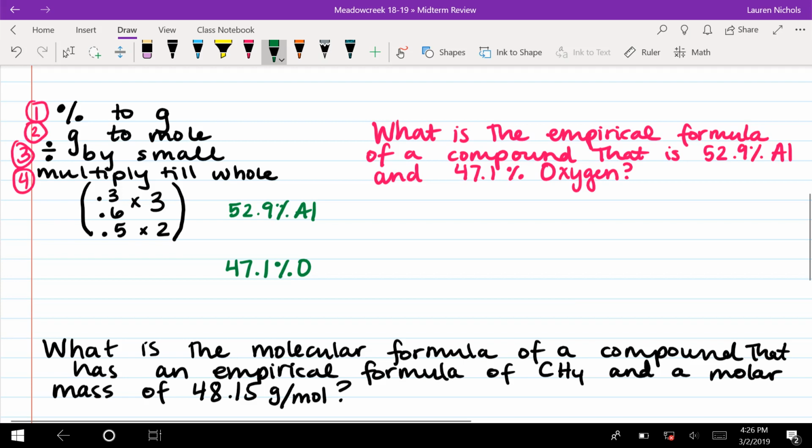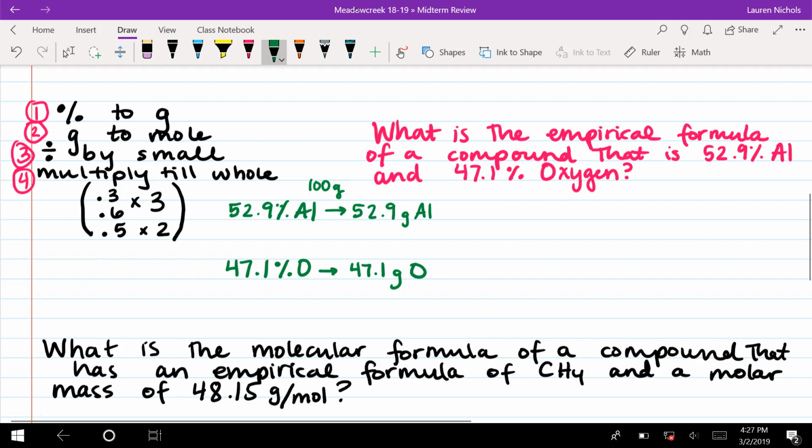So first thing is percent to grams. All you do is you change your percent sign to a G. So 52.9 grams of aluminum, and 47.1 grams of oxygen. Now, if you're asking, Ms. Nichols, why can we do this? What you're doing is assuming that you have 100 grams of your sample. If you have 100 grams, then 52.9% of 100 is just 52.9. So you're just making a general assumption. That takes step number 1.